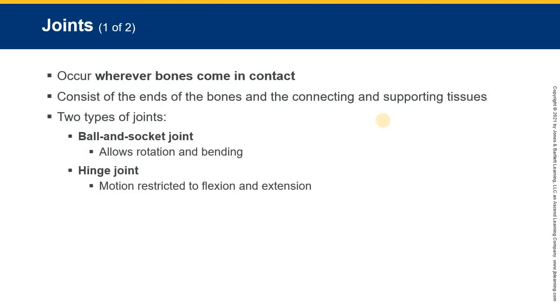And joints occur whenever bones come in contact with each other. They consist of the ends of the bone and the connecting and supportive tissue between them. So there are basically two types of joints that you have to know about. Number one is going to be the ball and socket joint. It allows a rotation. Think your hips and then your arms that go into your shoulder that can go in multiple directions. Whereas your hinge joint basically allows just you to flex and extend, basically like your arm or your leg.